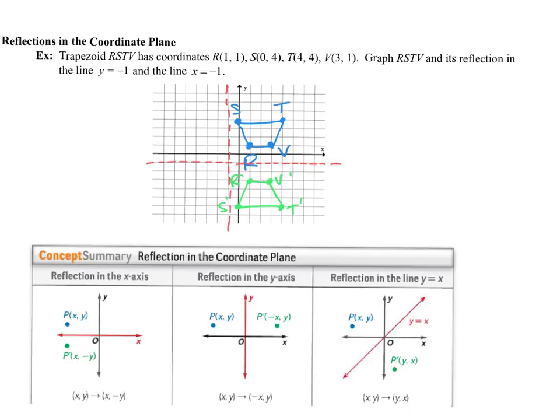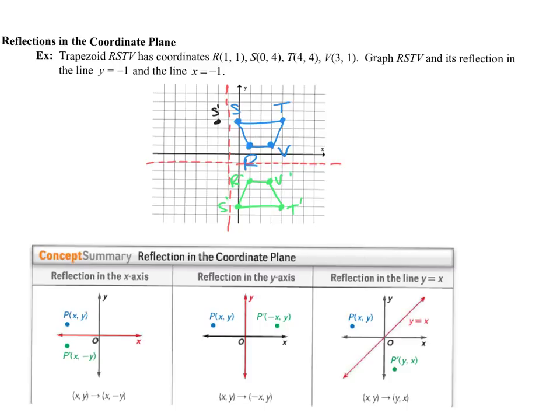All right, so that red dotted line should be the perpendicular bisector of any segment that connects a pre-image point to its image point. So let's start with S. S is 1 unit to the right of our vertical line, so S prime should be 1 unit to the left. So S prime would be right here. Be sure and label that.